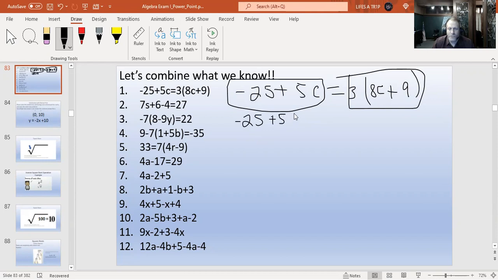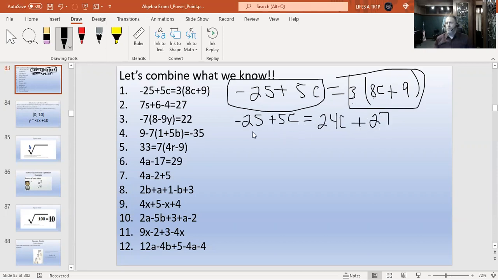Negative 25 plus 5c equals, can we do anything over here? 8c plus 9, we cannot add those because those are not like terms. But we can do the distribution method. 3 times 8c is 24c. Plus 3 times 9 equals positive 27.